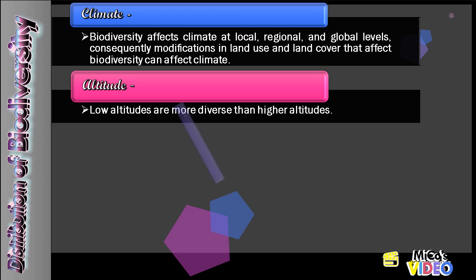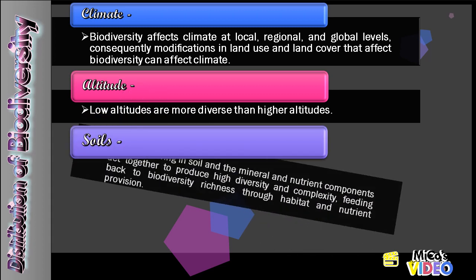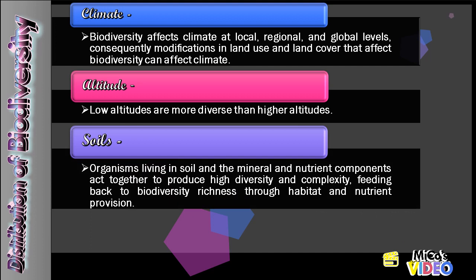Third is soils. Soils are complex systems. Organisms living in soils and the mineral and nutrient components act together to produce high diversity and complexity, feeding back to biodiversity richness through habitat and nutrient provision.